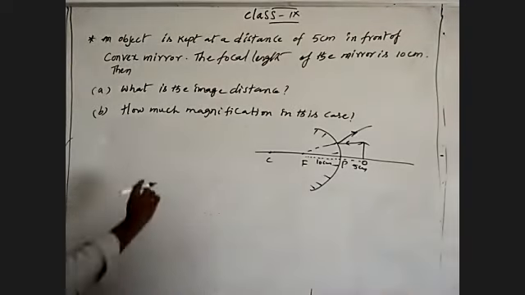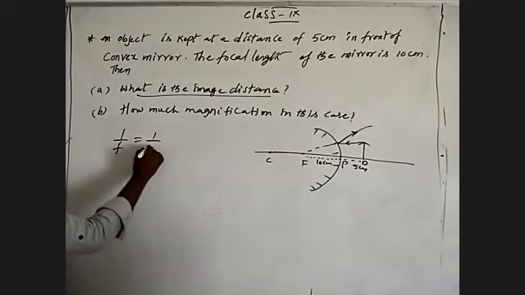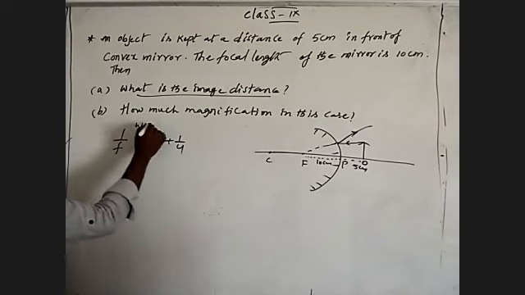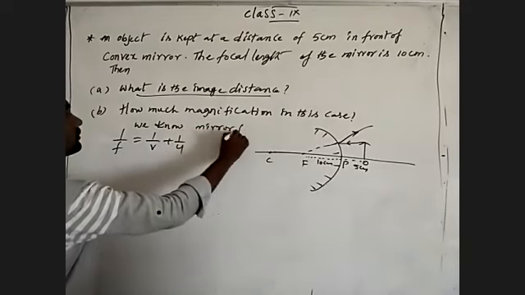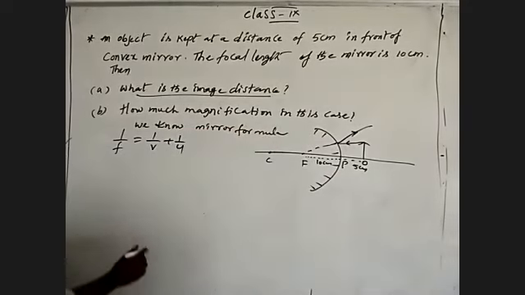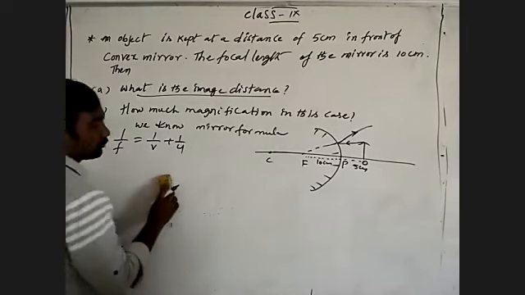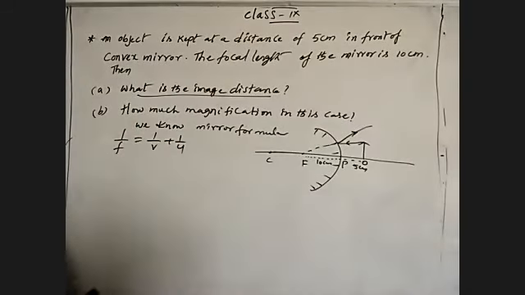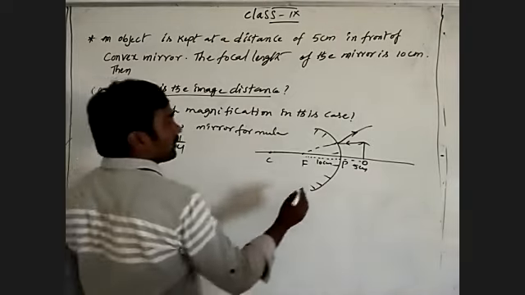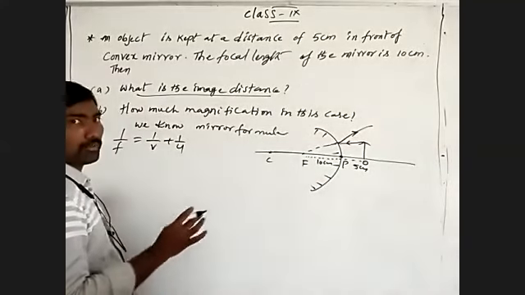In the first situation, they need to find the image distance. We know the mirror formula: 1 by f is equal to 1 by v plus 1 by u. Focal length and object distance are given, but we have to find the image distance. For that, we should apply sign convention. All distances should be measured from the pole.